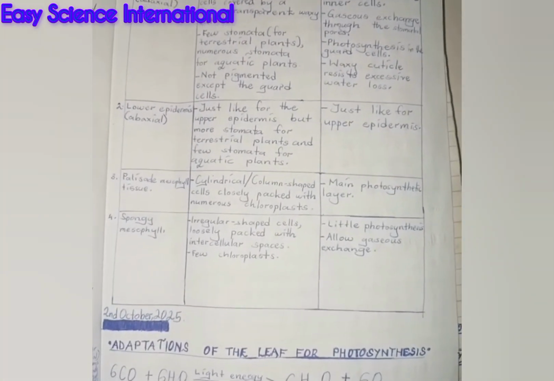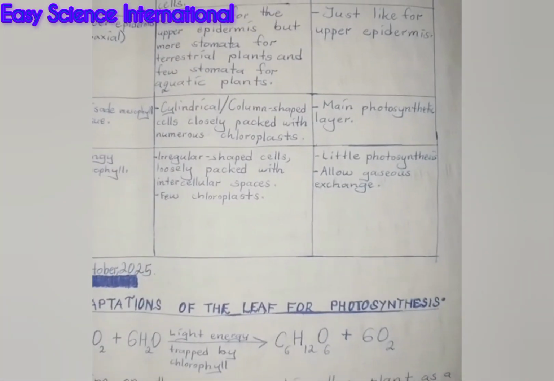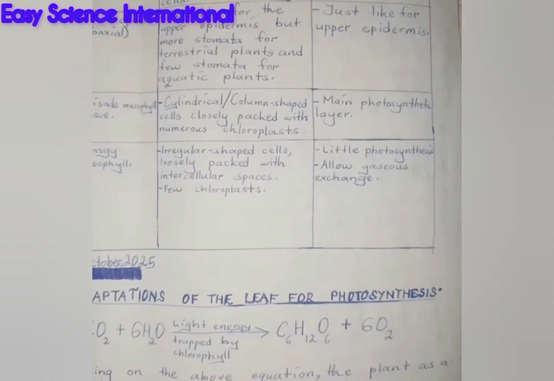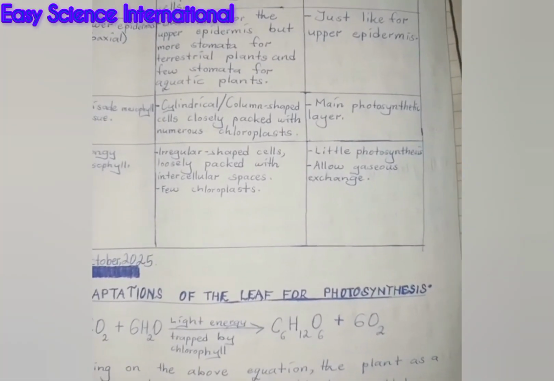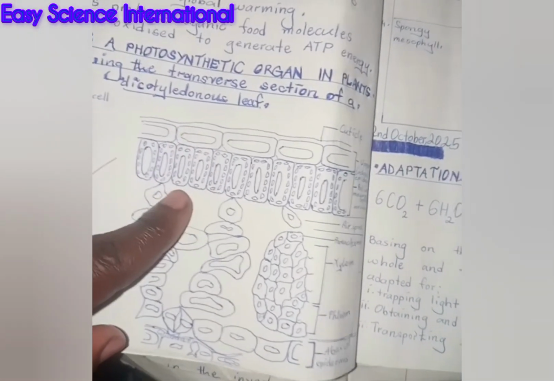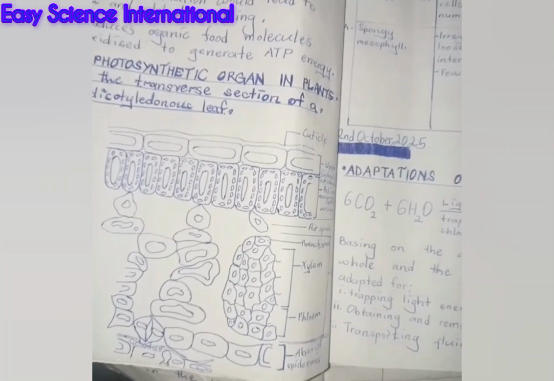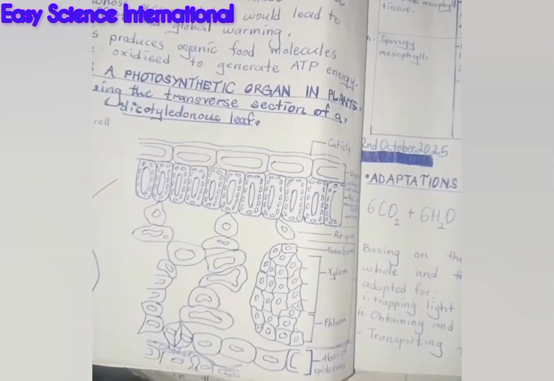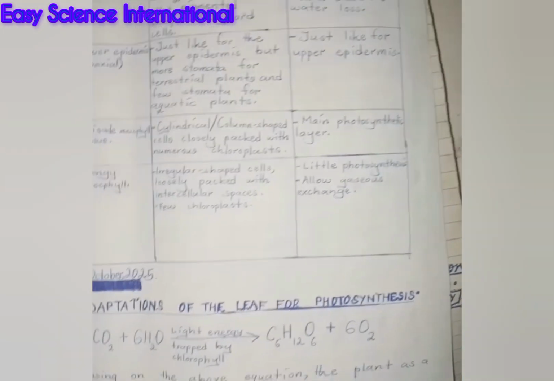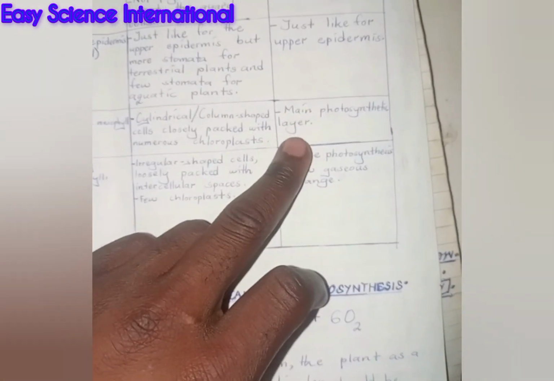Then we have the palisade mesophyll tissue as the third. Its description: these palisade cells are cylindrical, or we can say column-shaped cells closely packed with numerous chloroplasts. As you can see here, those few round structures are actually surrounding the nucleus, centrally located. The ones on the periphery are the numerous chloroplasts. So we want to see its function. The major function here is photosynthesis. So the palisade mesophyll layer is the main photosynthetic layer.